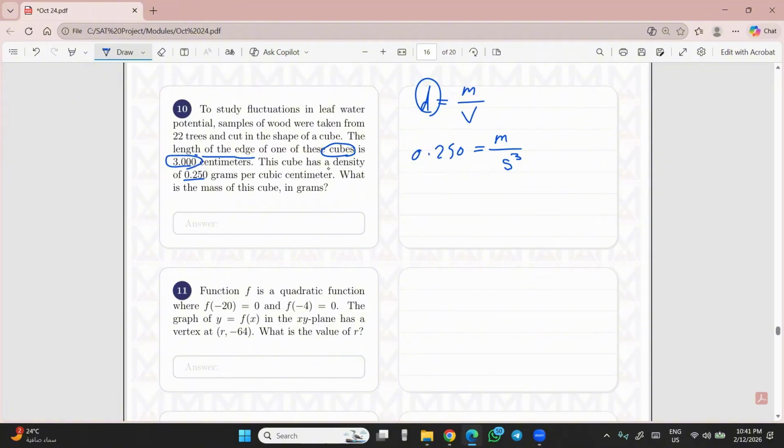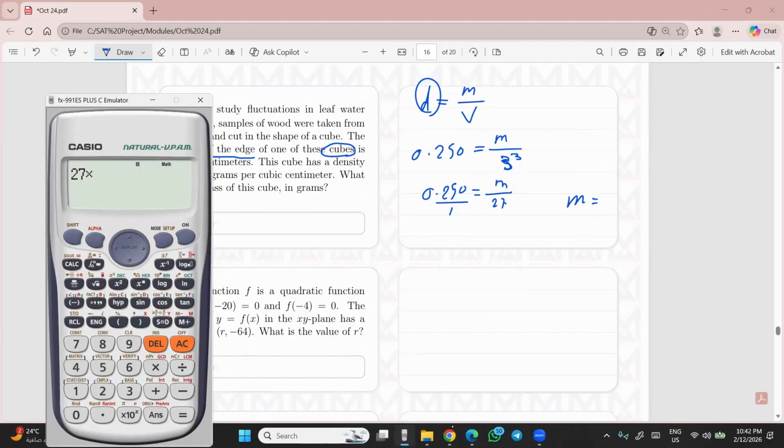So we can replace this S by 3. Let's make it 3, and then to the power of 3. Of course, 3 power 3 means 27. And then we can write it again, 0.250 is equal to M over 27. We just cross multiply. M times 1 is M. This is the mass. 27 times 0.250 is our answer.